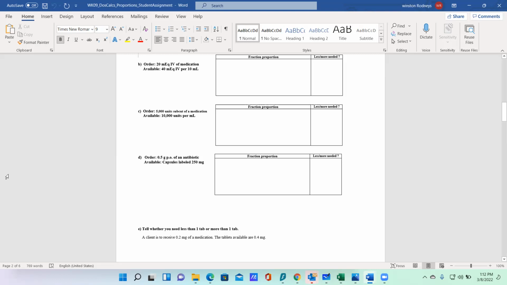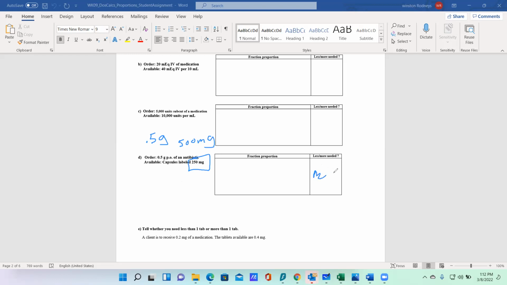You're prescribed 0.5 gram. So 0.5 gram, by the way, is 500 milligrams. How do I know that? Because I'm going to change the grams to milligrams by multiplying by 1,000. So that gives me 500 milligrams. If it's 500 milligrams and I have capsules in 250s, then I'm going to need 2 of them, which is 500 divided by 250. So I'm going to need 2 of them.